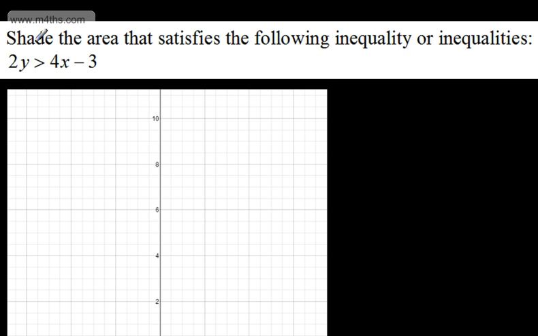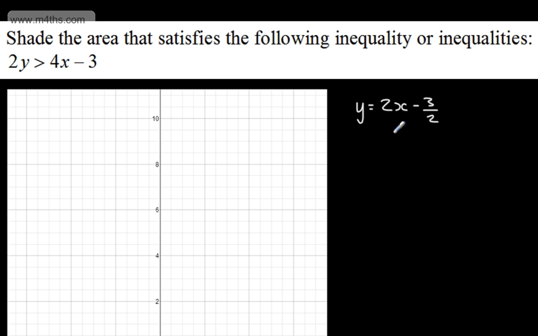Okay. We're asked to shade the area that satisfies this inequality. So this time we don't have y equals mx plus c. We have 2y. So all I'm going to do is simply rearrange this. I'm going to write this as y is equal to, dividing both sides by 2, 2x minus 3 over 2. So what we need to do now is draw this line.